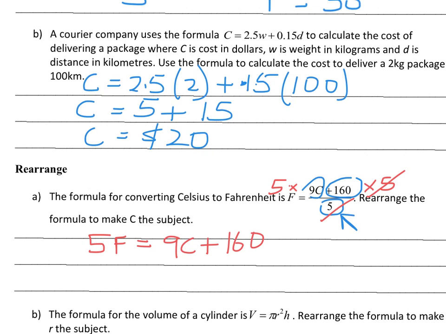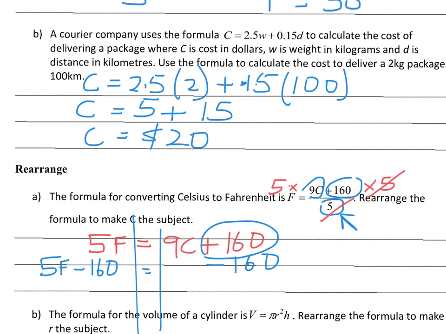Now I can get rid of the plus 160, minus 160 on both sides. 5F minus 160 equals 9C. How do I get rid of the 9? I divide by 9 on both sides. So C equals 5F minus 160, divided by 9.